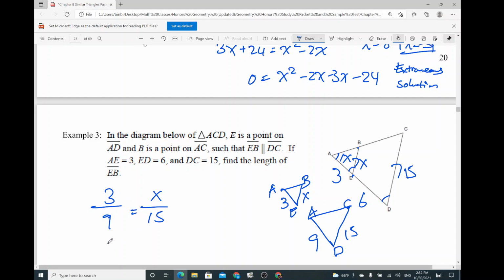So 3 times 15 is 45, which equals 9x. So x equals 5. So the length of EB is 5.